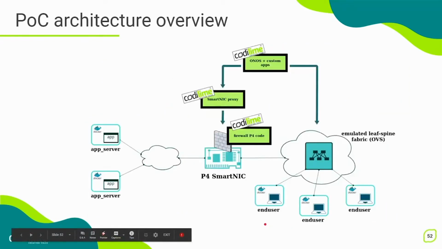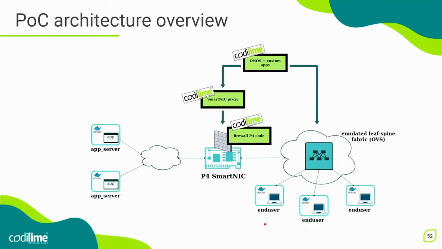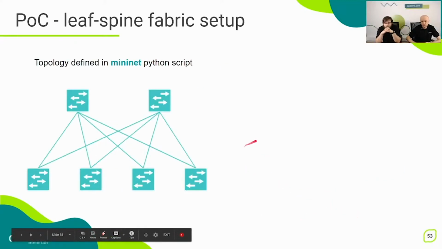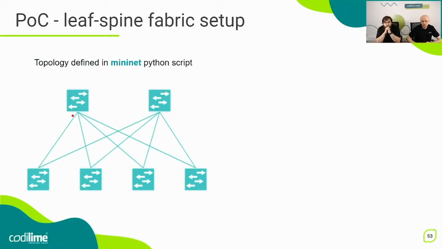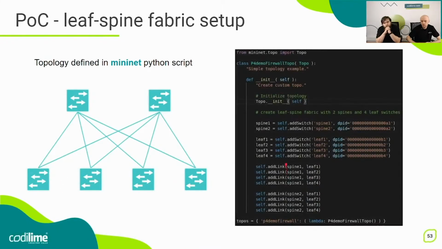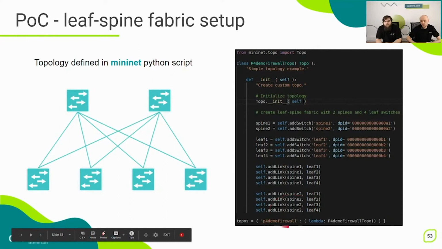But now let's take a look at how the leaf-spine fabric is configured. It contains 2 spines and 4 leaves, and it is defined in a corresponding Mininet Python script you can see here. It is quite simple, I would say, and this is how you usually configure a custom topology in Mininet. You define the objects, 2 spines and 4 leaves, you define links between them, and you define the name of the topology to be used when launching Mininet.